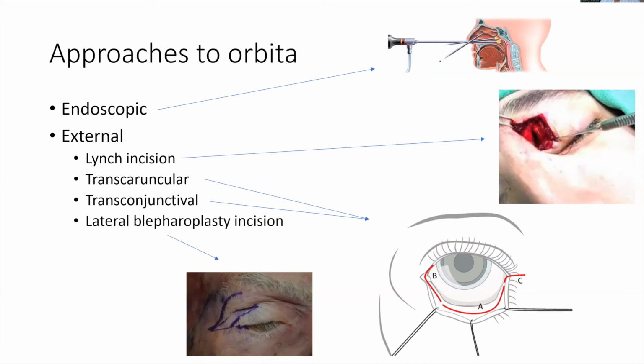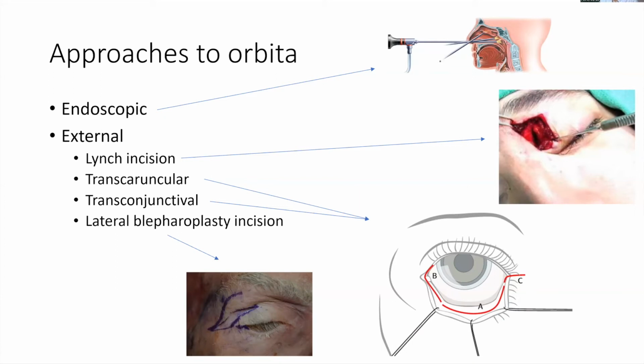Now, in terms of choosing the right approach, the most important thing is to save the eye and not to be a hero, if you can put it this way. So if you are comfortable with the external approach and Lynch incision is what you've been trained in, and you're not a rhinologist, then definitely go for Lynch incision, because it is about the vision, and by not treating it properly, it can have a catastrophic outcome.